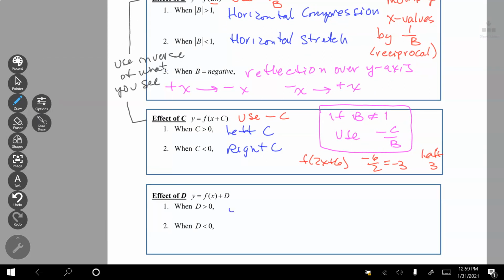When D is positive, I go up D units. When D is negative, I go down D units. Okay? A and D are really easy. What you see is what you get. B and C, you have to be careful. You have to kind of use the inverse of what you're doing.